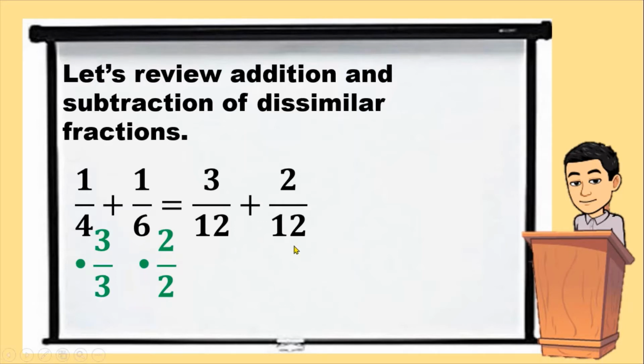So now the denominators are the same. We can proceed now in adding these two fractions. Adding the numerators 3 plus 2, we have 5. Copying the denominator, the answer now is 5 over 12. If in case the operation is minus, then we should have 3 over 12 minus 2 over 12 instead. Subtracting the numerators, 3 minus 2, we have 1. Copying the denominator, the answer is 1 over 12.